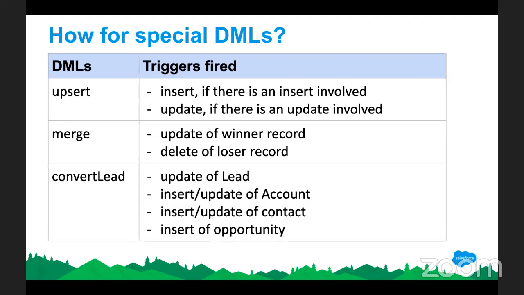Then convert lead. A lead will be converted. I am not sure how comfortable people are with this convert lead, especially those who are out of Salesforce. Update of lead. So basically when we convert a lead, the lead itself will be updated with a flag and a few ID fields. An account will be inserted or updated. A contact will be inserted or updated, and an opportunity will be inserted. So all these triggers will fire. When you convert a lead, all these triggers will fire. So this is how the triggers work for special DMLs.